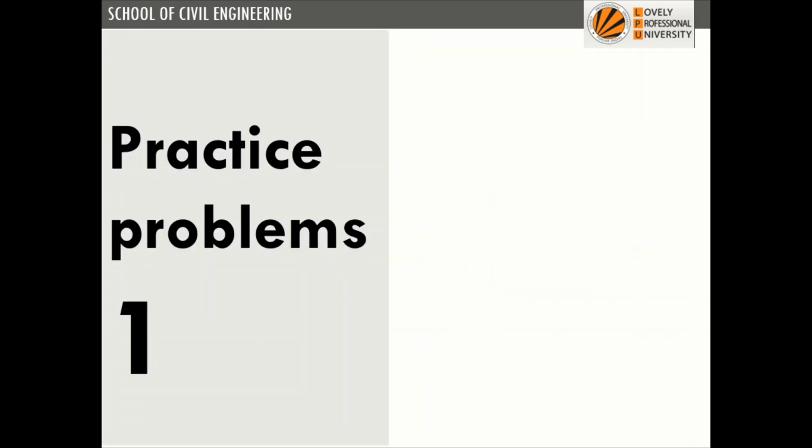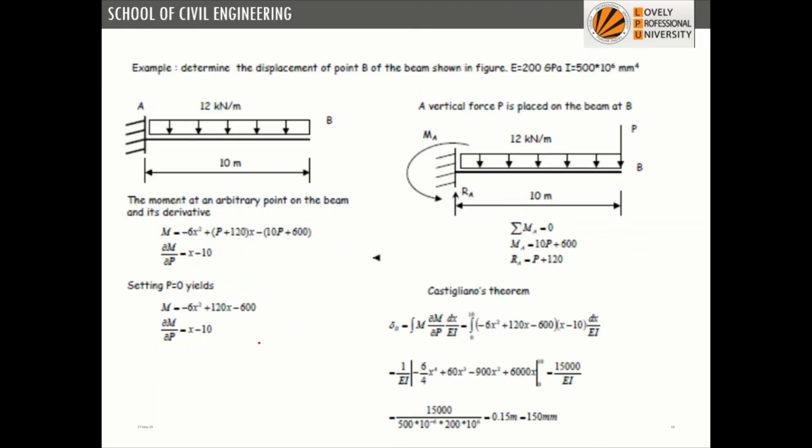Some practice problems you can solve. This is a practice problem. This is a cantilever of span 10 meters, and the UDL is 12 kilonewton per meter. The values of E and I are also given, so you can solve this and eventually you should get this answer. 10 meter is a huge span, and 150 millimeter means it is also a very huge deflection.